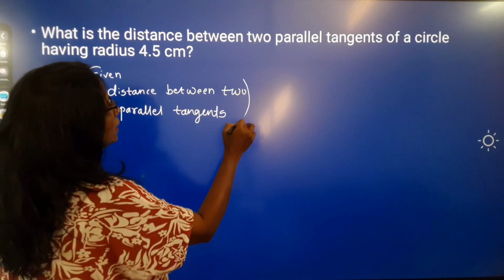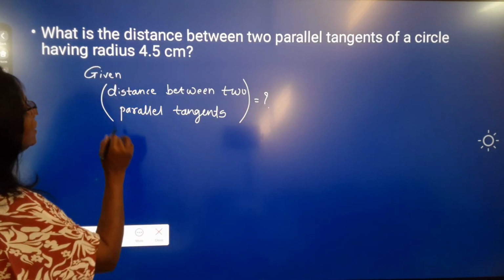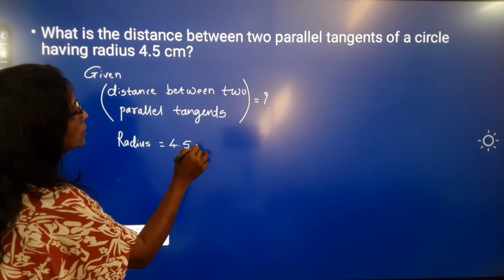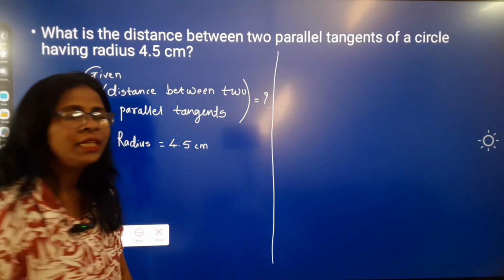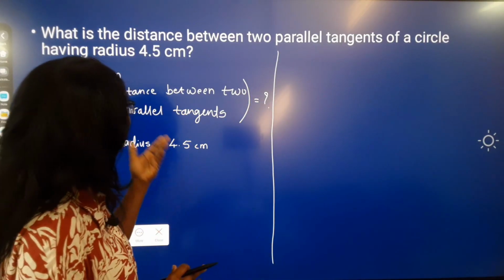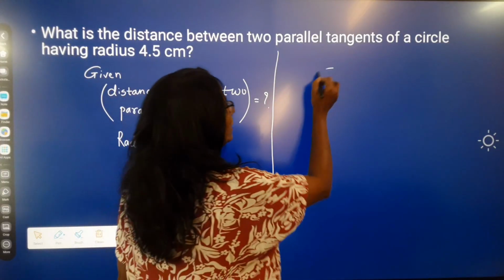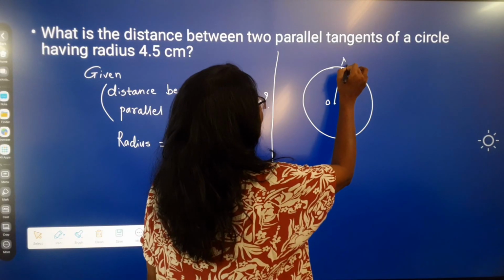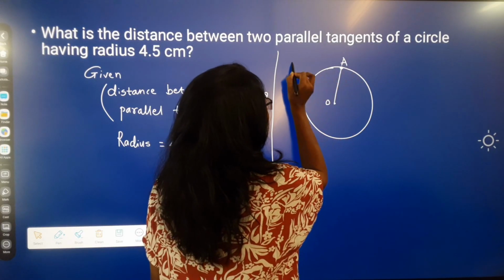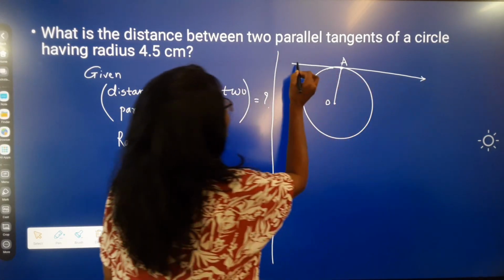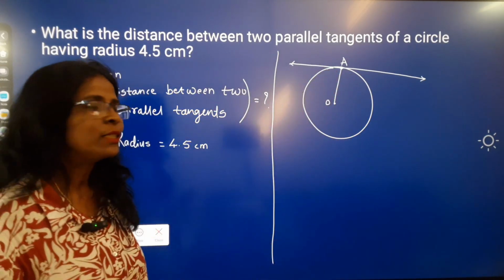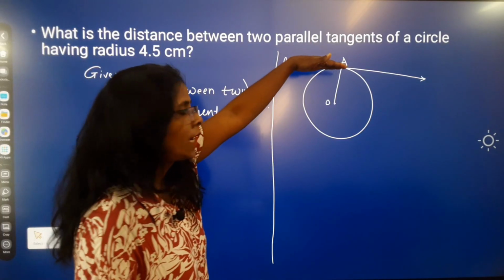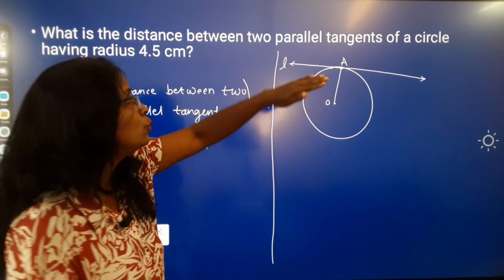Okay, is equal to question mark. Then here radius is given. So radius is equal to 4.5 centimeter. So roughly I draw the figure of circle. Suppose that there is a circle with center O and then there is a radius OA. Okay, and from the OA then there is a tangent passing through A. The tangent passing through A, call it as L. Okay, now here also that another tangent which is parallel to L.